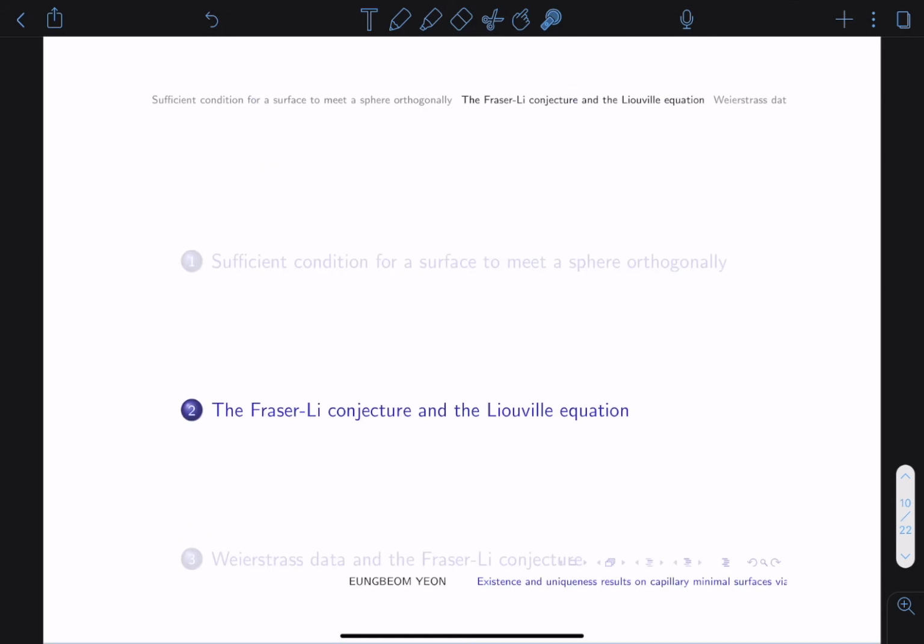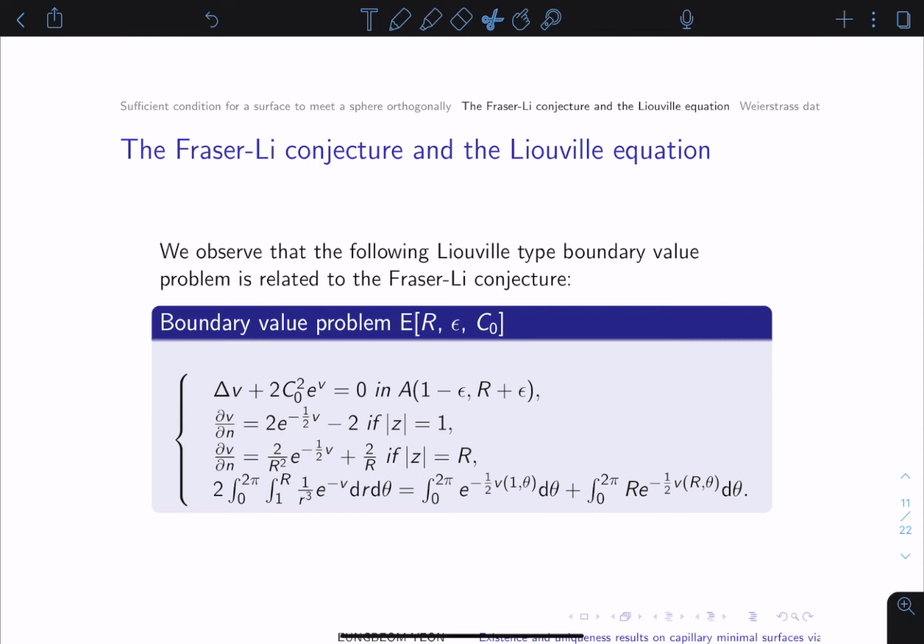We move on to the second part. Here we talk about the relation between the Fraser-Li conjecture and a certain type of Liouville equation. We observe that the following Liouville type boundary value problem is related to the Fraser-Li conjecture. We denote this boundary value problem E R epsilon C0. To see what these equations represent, we have to see the following.